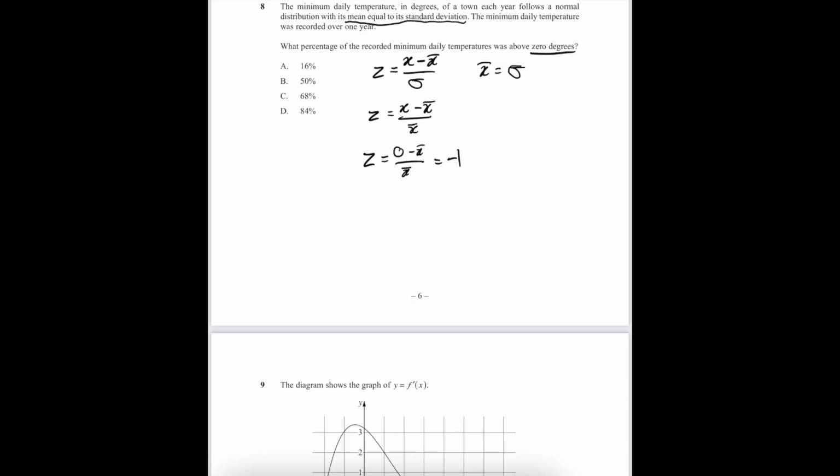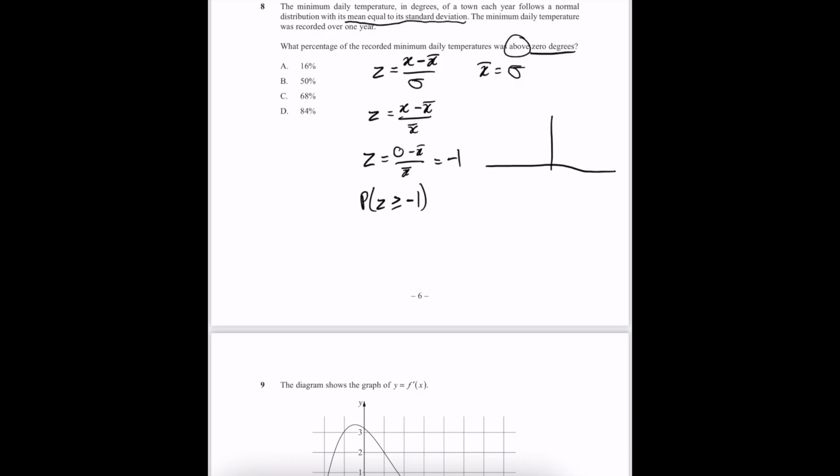Now we want the percentage of daily temperatures above 0 degrees. So essentially we need the probability that the z-score is greater than or equal to -1, because it's above that z-score of -1.